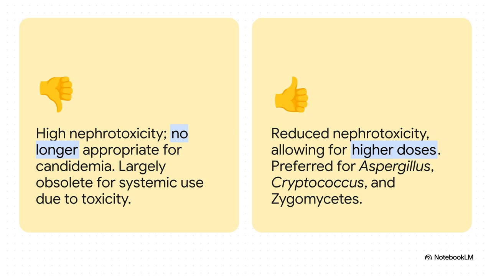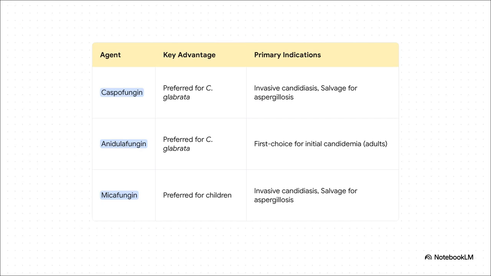Now, the story of Amphotericin B is a really great example of pharmaceutical evolution. The conventional deoxycholate form, well, it's just brutal on the kidneys, which has made it pretty much obsolete for systemic use. But then came the lipid-based formulations, and they completely changed the game. Their safety profile is so much better, which lets us use effective doses against really nasty infections caused by things like Cryptococcus and Zygomycetes.